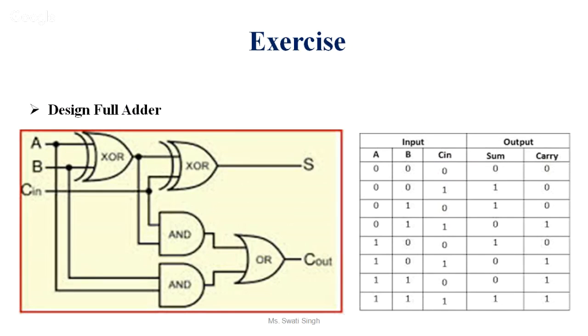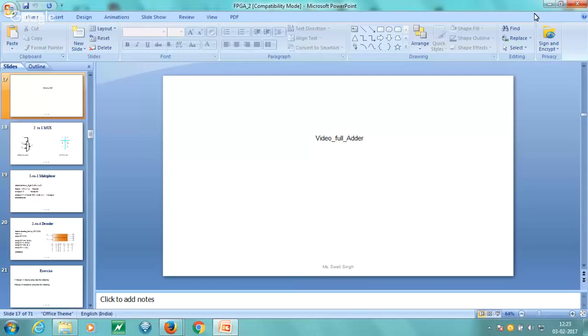Similarly, we can design full adder. This is the truth table of full adder, and we know that when all three inputs are 1, your sum and carry will be 1. Otherwise, if 2 inputs are 1, then your sum will be 0 and carry will be 1. So this is the logic diagram of full adder. I will show all that I am discussing till now in a video. Let's see a video.